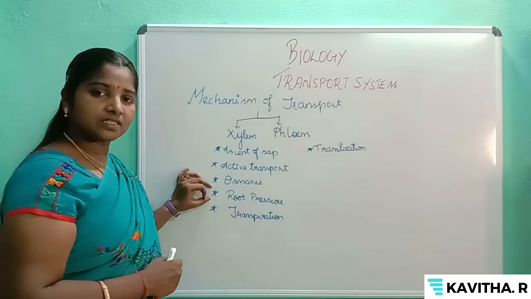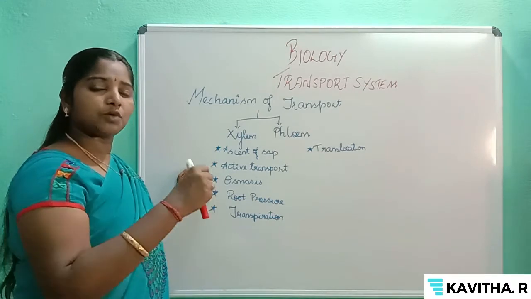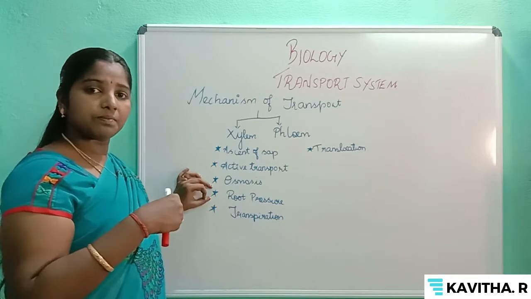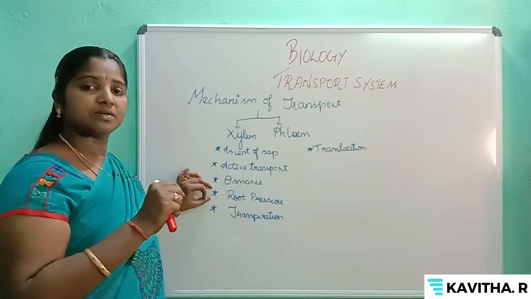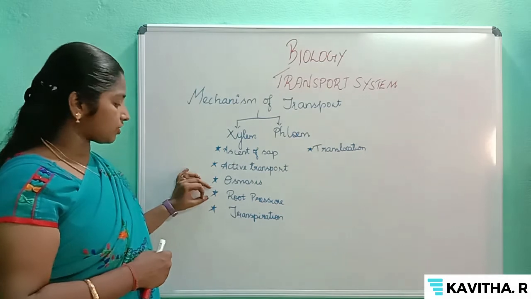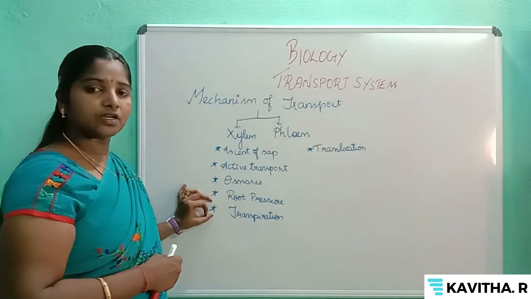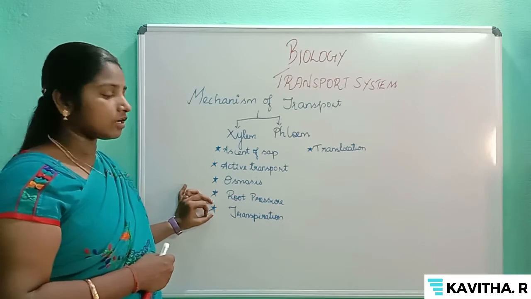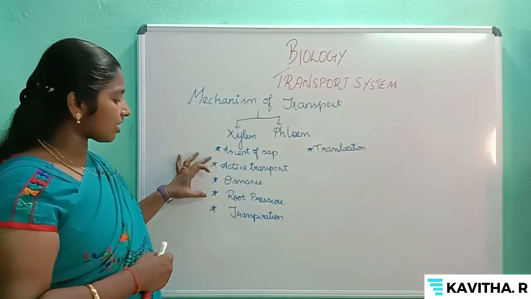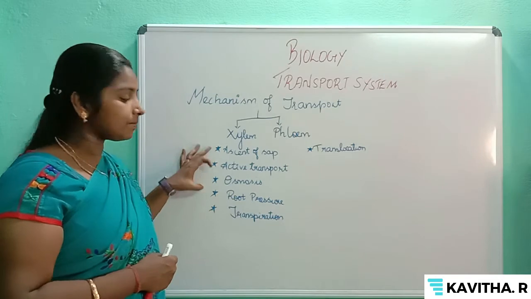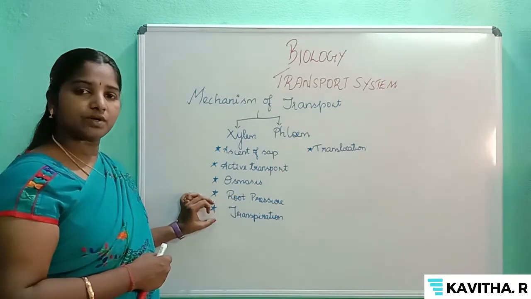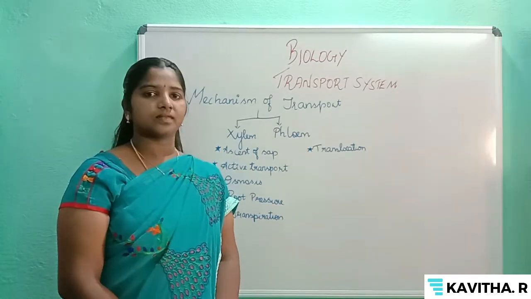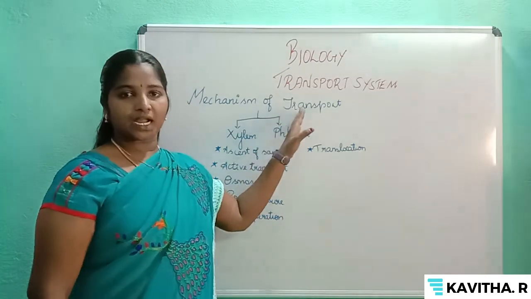Root pressure is when a root pushes water molecules with a heavy pressure; roots help the water molecules move by pressure. Transpiration is the loss of water molecules in the leaves during the daytime. This transportation takes place during the night time, and transpiration takes place during the daytime. So today we have seen the mechanism of transport.